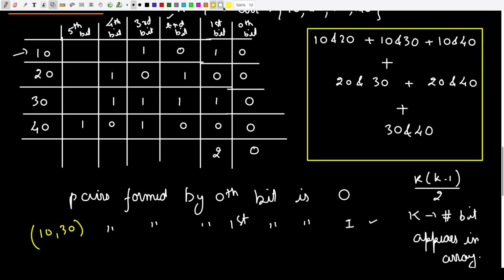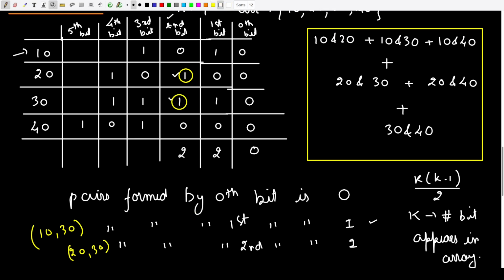Now let's move forward. The number of times the second bit appears in the array is again 2. Here, this is the first time it is set to 1, and this is the second time it is set to 1. So the number of pairs formed by the second bit will again be 1, and the pair we are looking at is 20 and 30. See this, 20 and 30. That's the pair which is formed over here.